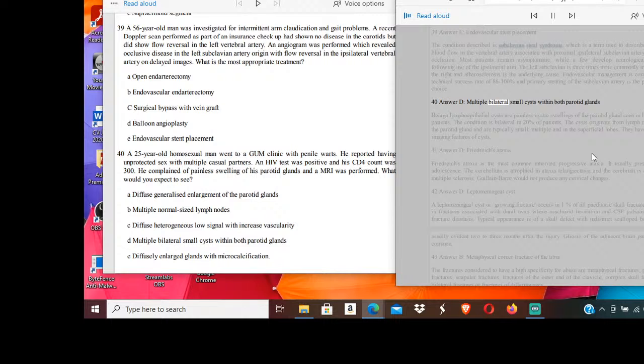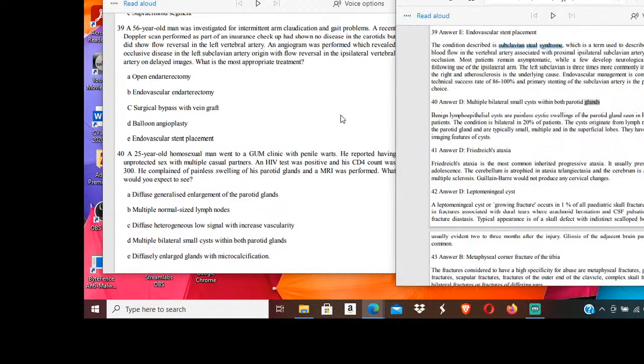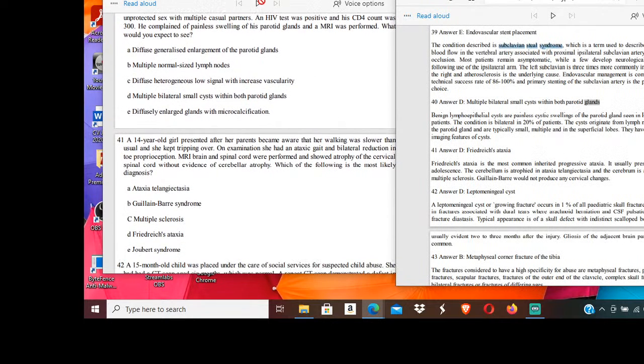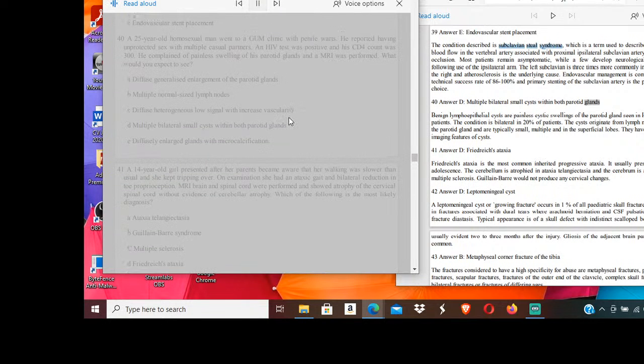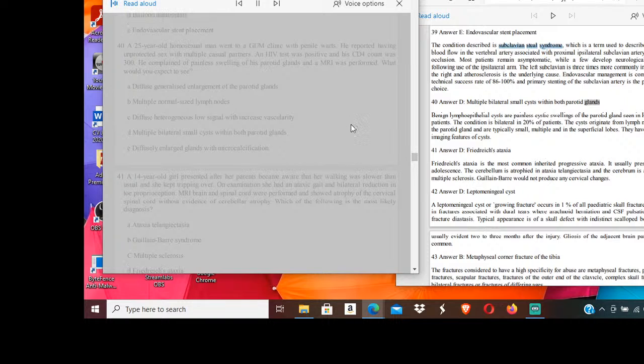40. Answer D. Multiple bilateral small cysts within both parotid glands. E. Endovascular stent placement. 40. A 40-year-old homosexual man went to a gum clinic with penile warts. He reported having unprotected sex with multiple casual partners. An HIV test was positive and his CD4 count was 300. He complained of painless swelling of his parotid glands and an MRI was performed. What would you expect to see?